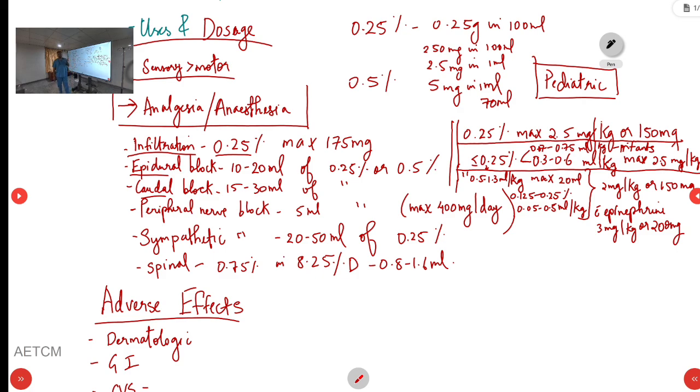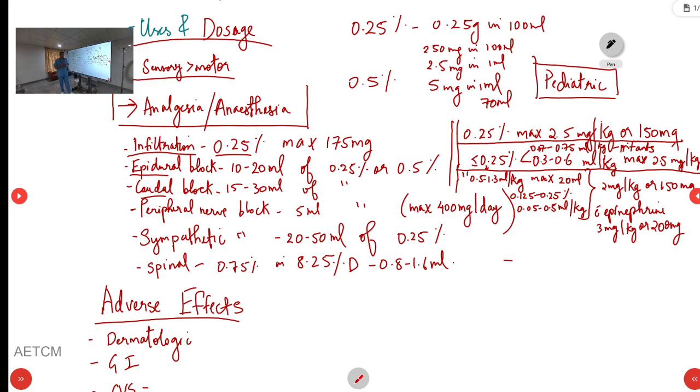one more thing which I wanted to say was that it can be available as plain bupivacaine, or it can be available with adrenaline. With adrenaline, as we all know, it helps to prolong the duration of action. The absorption into the systemic circulation is delayed because adrenaline causes local vasoconstriction, which delays the absorption into the bloodstream.